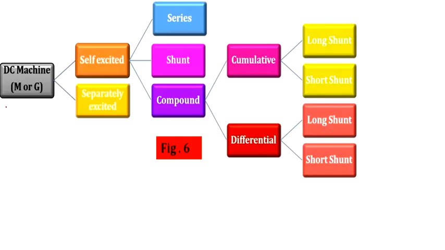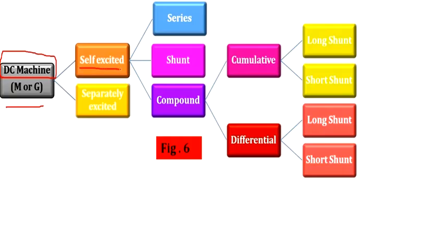So in DC machines, it can be a motor or a generator. If the input is electrical and the output is mechanical, it is a motor. If the input is mechanical and the output is electrical, it is a generator. So in general, we denote it as a DC machine, meant for motor or generator.